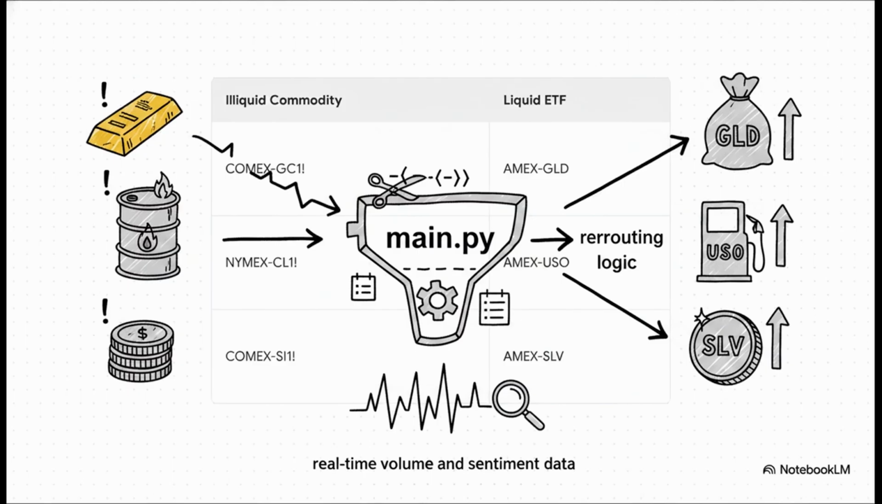To completely bypass this, we use dynamic commodity rerouting right inside main.py. We intercept the incoming illiquid ticker, use a simple Python list comprehension to strip away the special characters, so turning GC1 into pure GC, and then we logically shunt these obscure futures into their highly liquid US ETF equivalents. Gold futures become GLD. Crude oil becomes USO. Silver becomes SLV. By analyzing the ETF options chain instead, we trick the system into giving us perfect, real-time volume and sentiment data that mirrors the futures market perfectly, entirely for free.